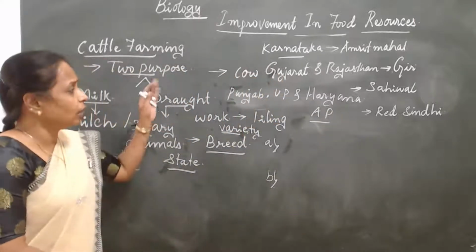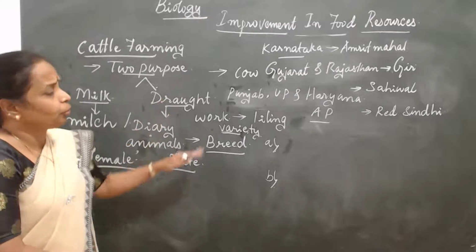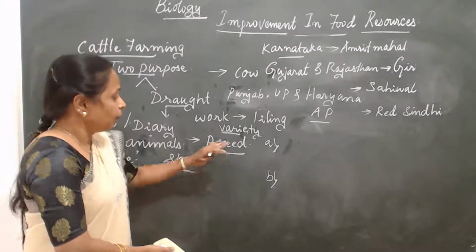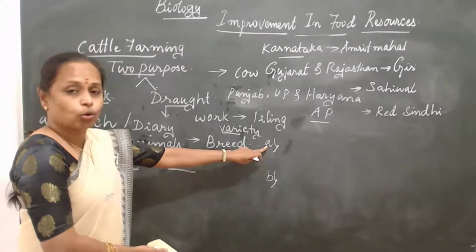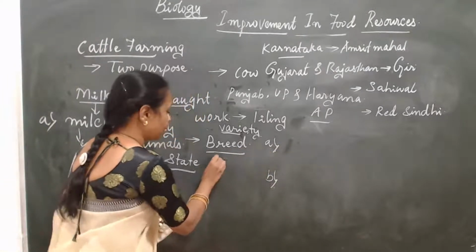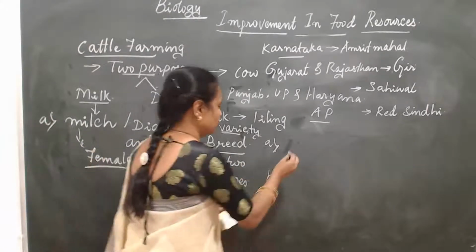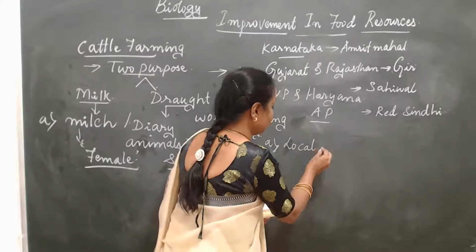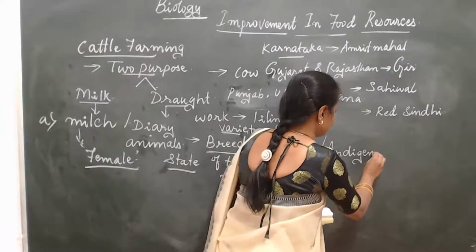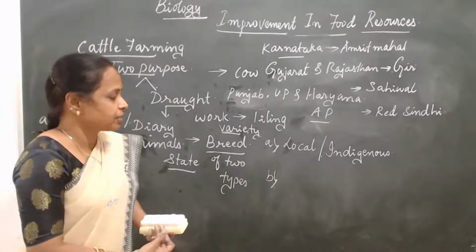So this is how the animal breed is taken into consideration, and obviously whenever we are going for the local varieties, what happens? Now I'm going to tell you about the varieties. The breeds can be bifurcated into local breed and foreign breed. So the breeds are of two types. The first one is called the local breed. Local breed is also called indigenous breed. I repeat, local breeds are also called indigenous breed.